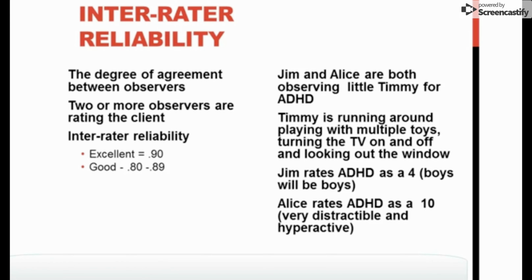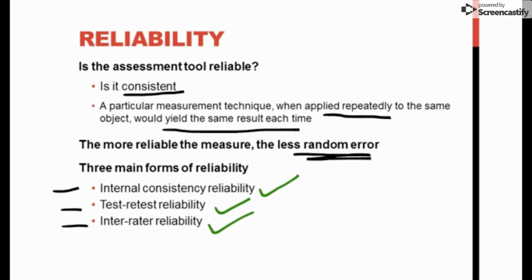Let's say that we are looking at our research assistants, Jim and Alice here, and they're both observing little Timmy for symptoms of ADHD. Timmy's running around, playing with multiple toys, turning the TV on and off, and looking out the window. Jim ends up rating the level of ADHD as a 4. He just says, boys will be boys. Whereas Alice rates the level of ADHD symptomatology as a 10, which would put him as very distractible and hyperactive. This would be an example where we have very low inter-rater reliability. And that concludes our lecture on forms of reliability.